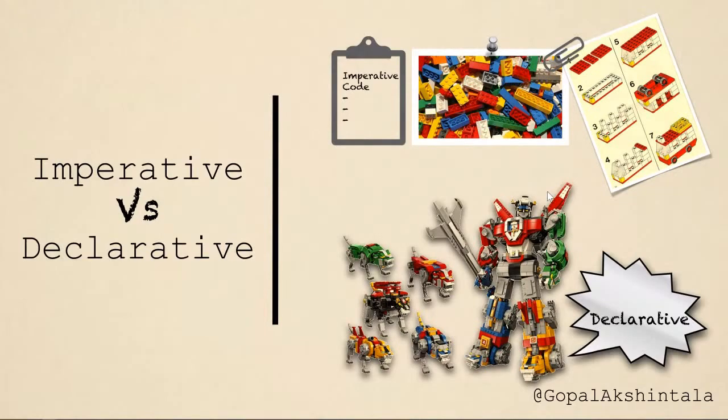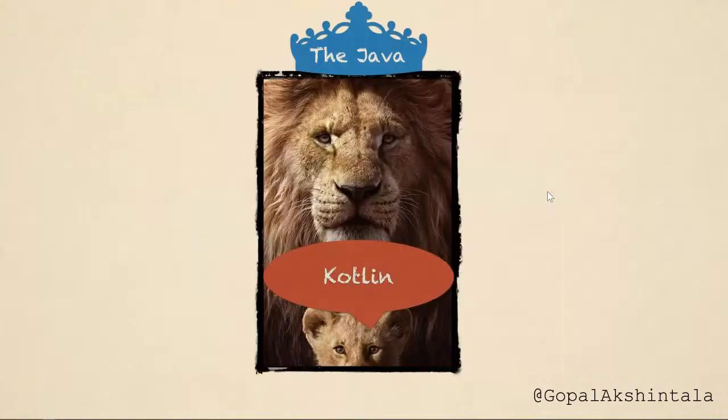But is it just syntactic sugar? Whatever we saw, is it just a change of syntax or is there more to it? So we all know Java is like the lion king of languages. There is no debate about it. It's the predominant language, and it was invented around when I started going to elementary school, and even today people use it in production, and it's no joke.